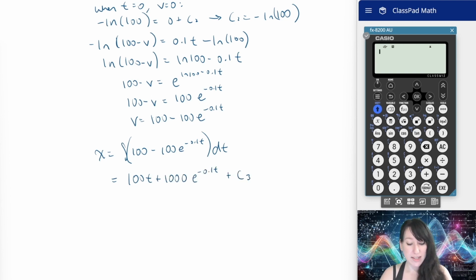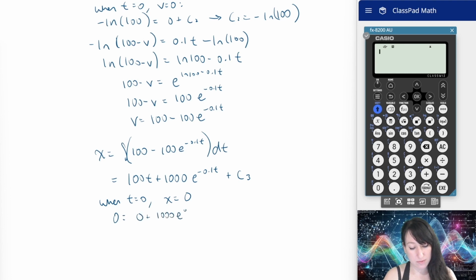So x is 100t plus 1000 e to the negative 0.1t plus a constant. Now, when t is 0, x will be 0. So that gives us C3 as negative 1000. So x is 100t plus 1000 e to the minus 0.1t minus 1000.